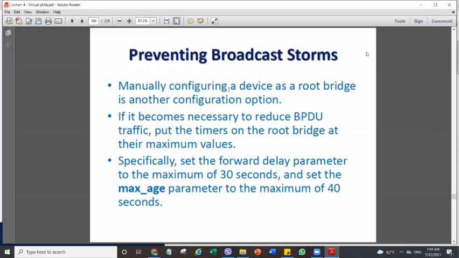Setting the priorities, and then the tree will deviate from the original tree, because at the moment all the switches have the same level of priority, so they use the MAC address to find the root bridge. So what you're doing is assigning a lower value to give a better priority.